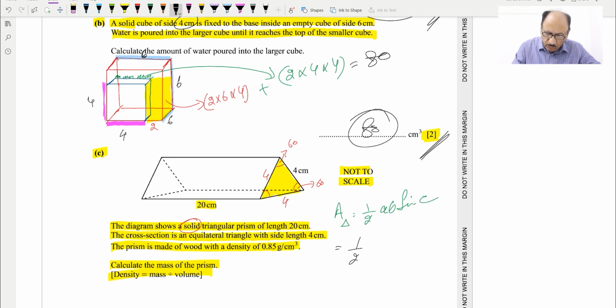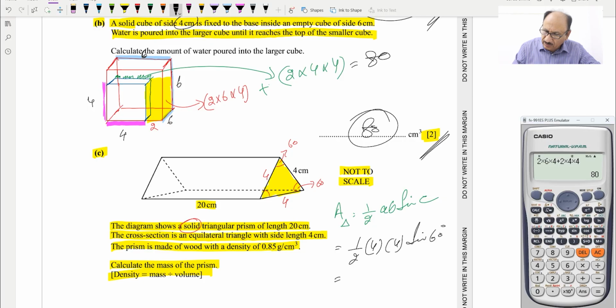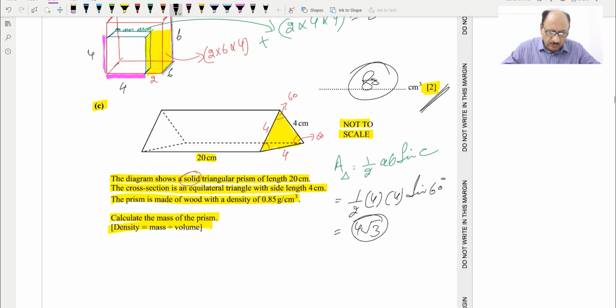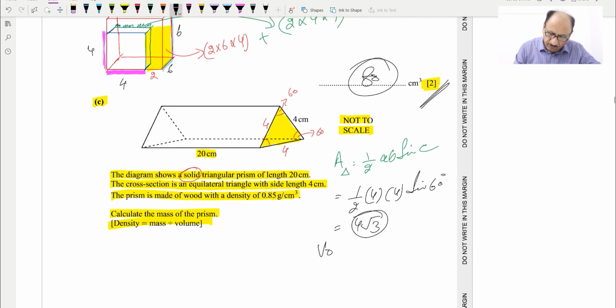So half into one side is 4, other side is also 4, and sine of 60 degree, and this will be area of the triangle. We can write 0.5 into 4 into 4 into sine of 60 degree, and this is giving us 4 root 3. So we can write 4 root 3, exact number we are taking, and this will be to get volume of the shape. Volume of the shape will be 4 root 3, which is face area, multiplied by length, which is 20 centimeters. So this will be giving us 80 root 3 centimeter cube.